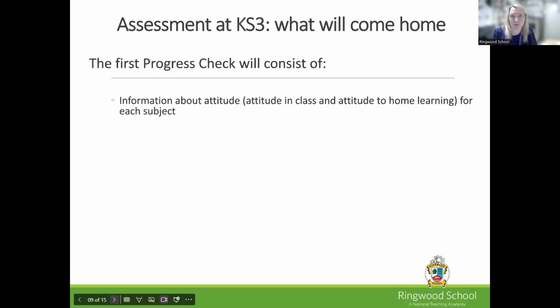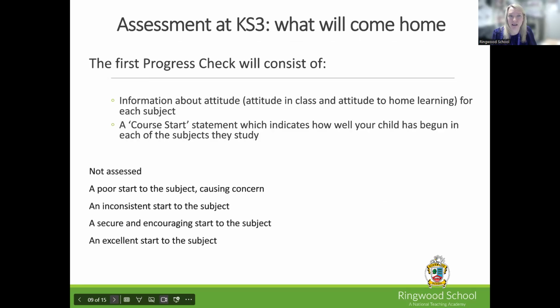So what will come home to you as parents? Actually, just later on this week, you will get your first progress check, and that will consist of information about attitude. So you'll have their attitude to class and their attitude to home learning for every subject, and what we call a course start statement, which indicates how well your child has begun in each of the subjects they study. So those are the potential outcomes that you will see on your child's progress check.